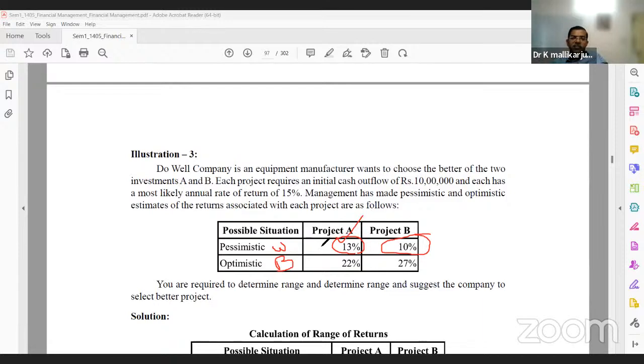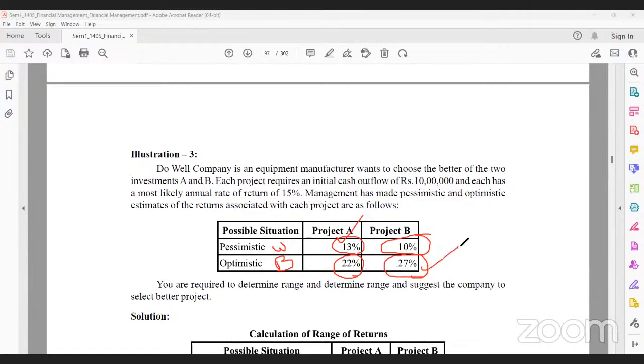Yes. In the optimistic condition, which is the best condition, Project A gets only 22% and Project B is 27%. Now we'll select this one, right? Yes, sir, 27%. We select 27%.